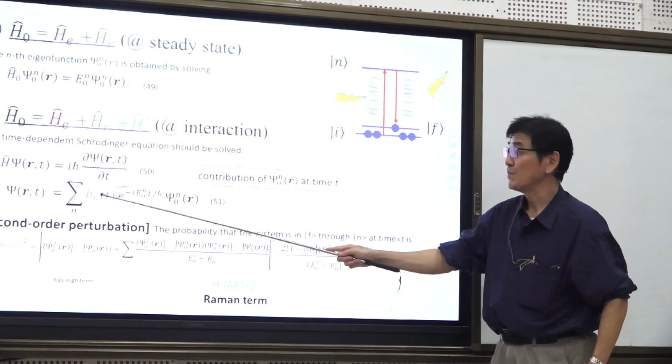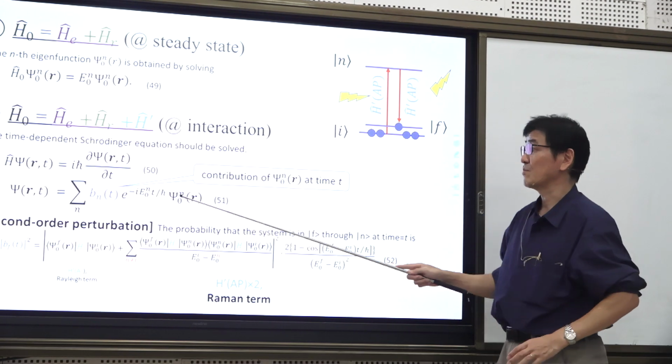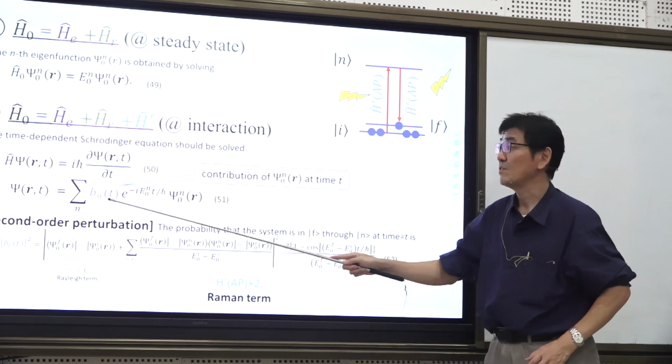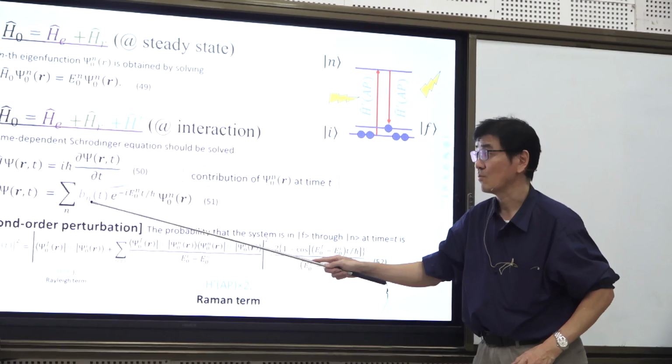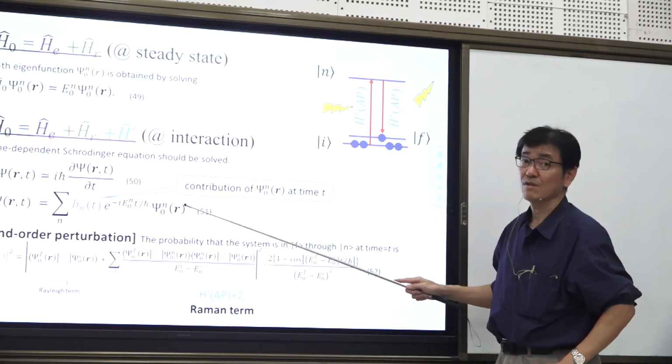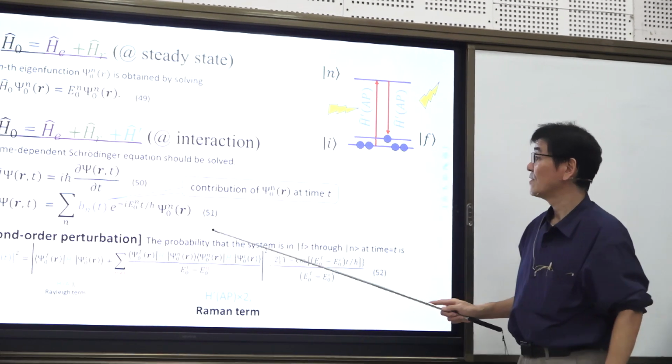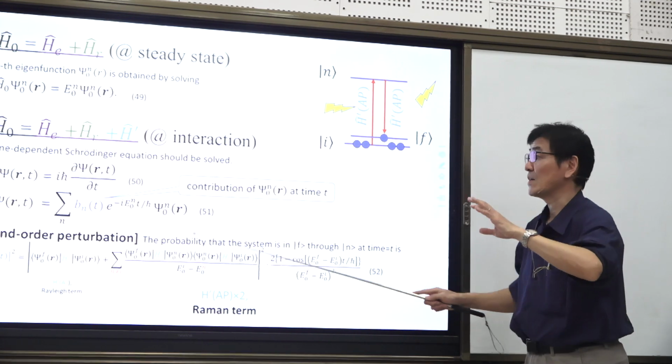So if B is large, the contribution of this wave function is large. If B is small, the contribution of this wave function is small. So it varies time by time.